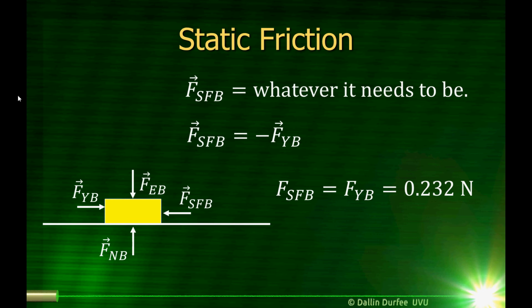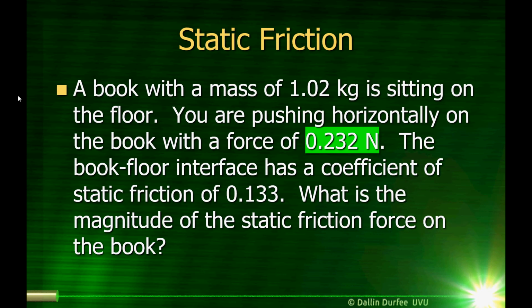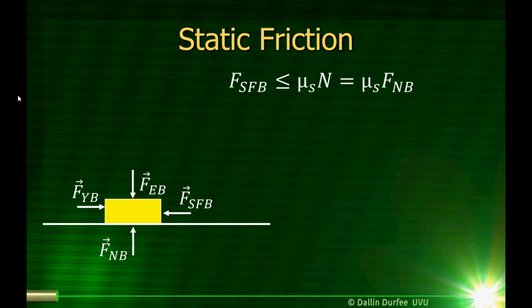But there are limits to static friction. So before we accept that our answer is just 0.232, just enough to cancel what you're pushing with, we need to see if static friction is actually up to the job of keeping the book from moving. So the maximum force due to static friction is the coefficient of friction times the normal force, all right? But what is the normal force? The normal force is just mg. And so the force due to static friction has to be less than or equal to the coefficient of static friction, mu sub s, times mg.